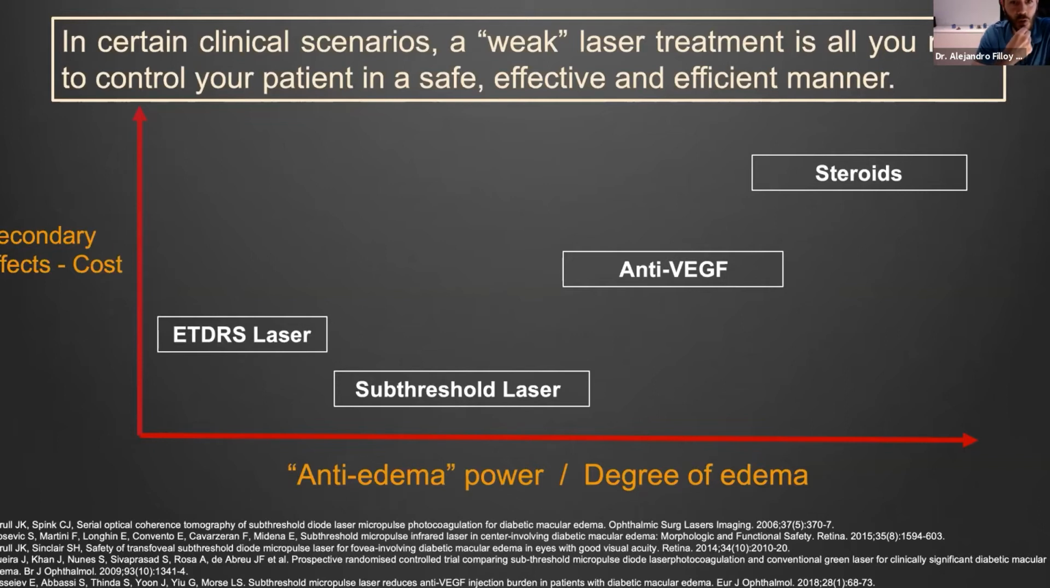So in this scenario, why should we consider subthreshold? Well, that's because the diabetic patient is a very complex kind of patient. It can present a very wide variety of scenarios. So sometimes, in quite a large number of your patients, a weak laser treatment is all you need to control him or her in a safe, effective, and efficient manner, thus saving him or her from costs and undesired secondary effects from other options that are not necessary for his or her degree of disease.